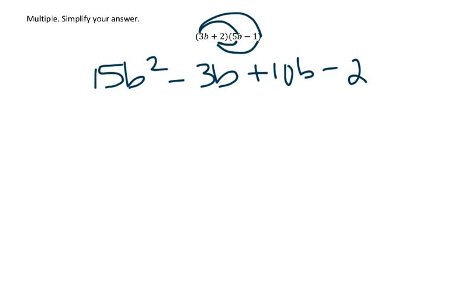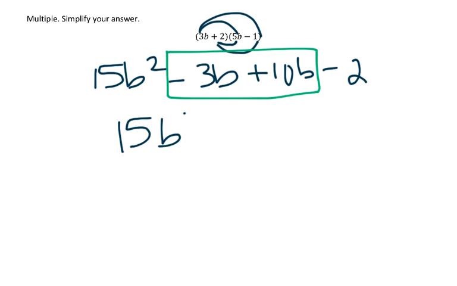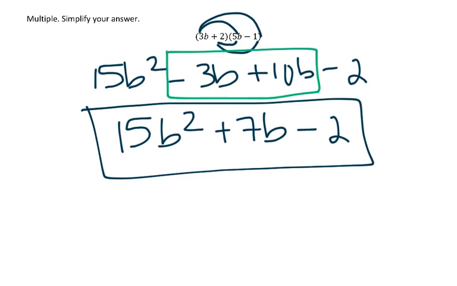And then from here, notice I have 4 terms, but I also have terms that I can combine together. And so if I combine those together, I'm still left with a 15b squared, and then I have negative b plus 10b, which gives me positive 7b, and then I have that minus 2 at the end. So this is getting your product by using the distributive property.